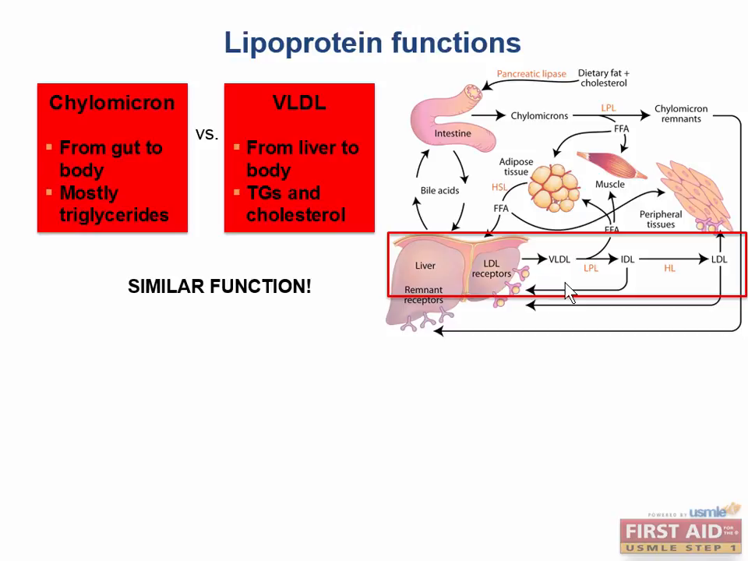Although VLDL still has more triglycerides than cholesterol, it has a higher cholesterol content than chylomicrons do. Another important distinction is that VLDL is produced in the liver, whereas chylomicrons are produced in the intestine. However, VLDL and chylomicrons have a similar function, which is again to deliver triglycerides to peripheral tissues.